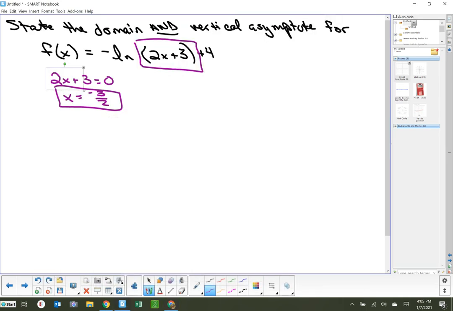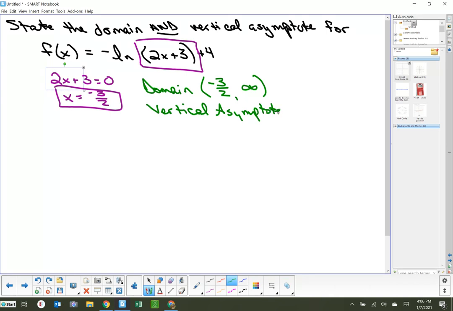So I'm just going to minimize that. So our domain here is our asymptote to positive infinity. And the vertical asymptote is x equals negative 3 over 2. It's exactly what you got right there. Okay? All right. I don't really think I need to do another one of those. I had one more example, but we don't really need to go that far, I don't think.